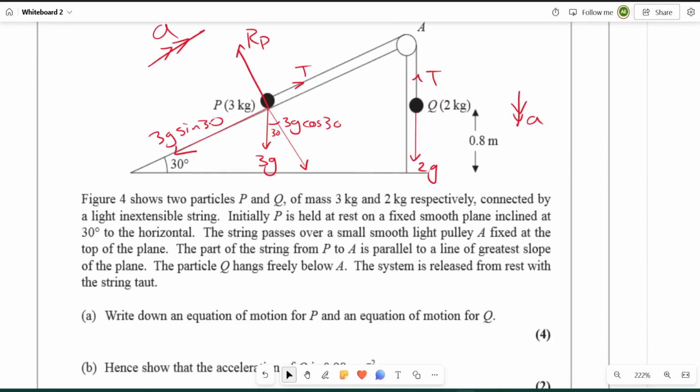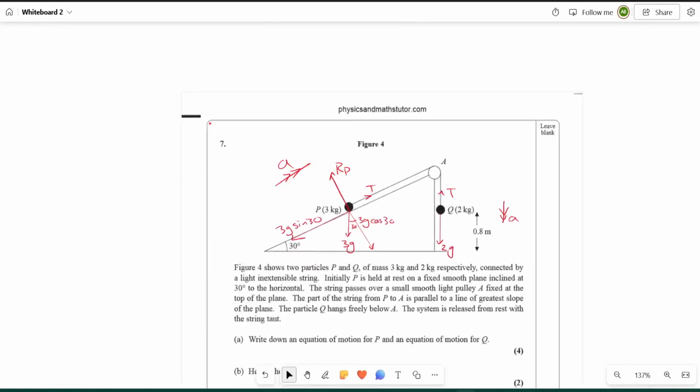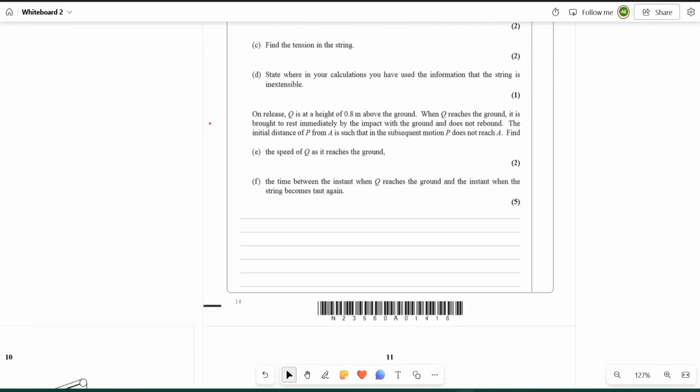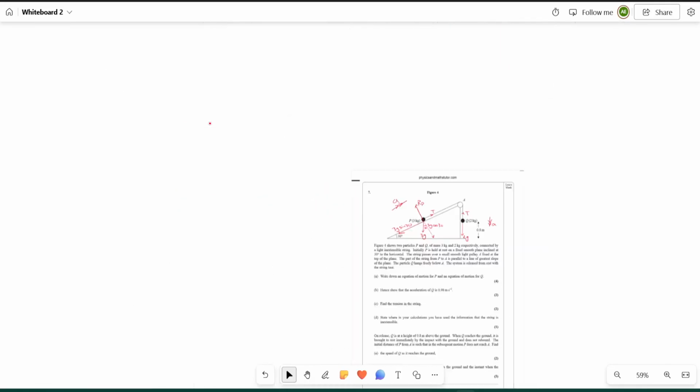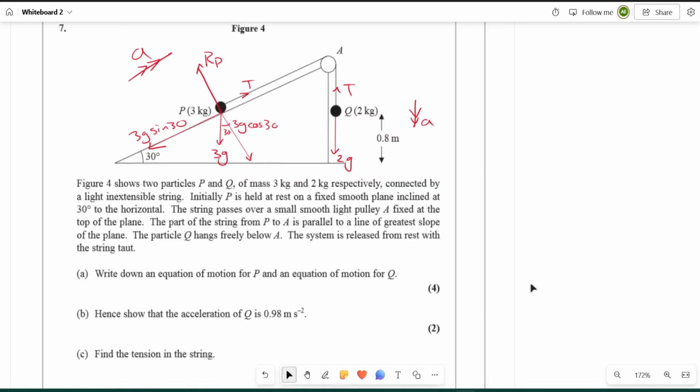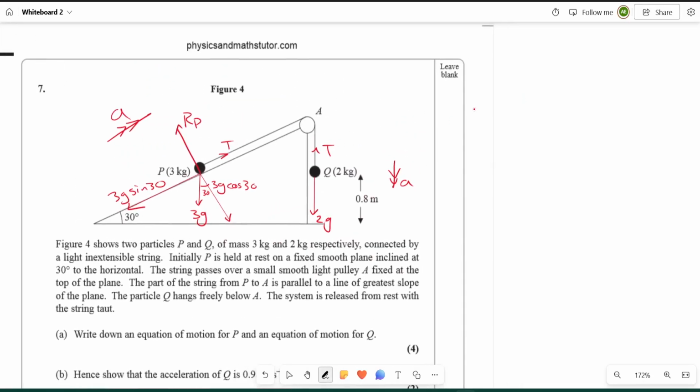Let's write the equation of motion for P and for Q. So let me write it over here. For P, I'm going to just use this direction over here. I'm going to take up the slope as the positive, so I'm going to have the tension minus 3G sine 30 equals mass, which is 3, times A.